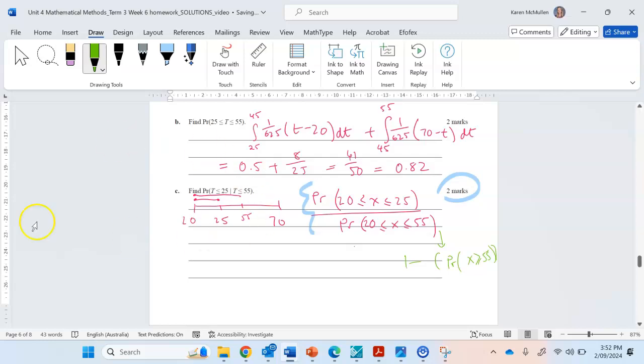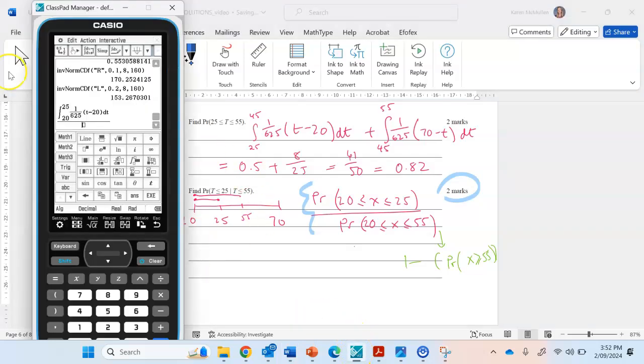So on my calculator, let me just get it back up. I'm just going to do 1 minus. So instead of doing two definite integrals, I'm just going to do 1 minus what we don't want, and that's what we're left with. What we're left with is exactly what we want.